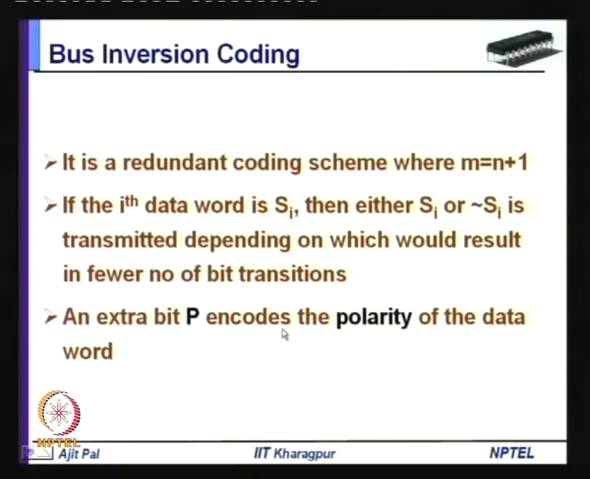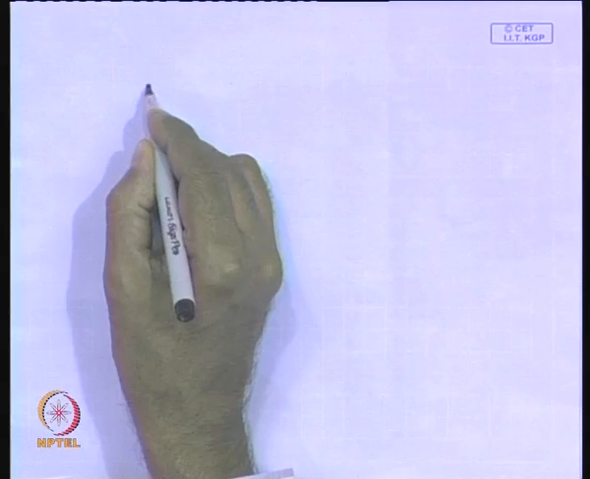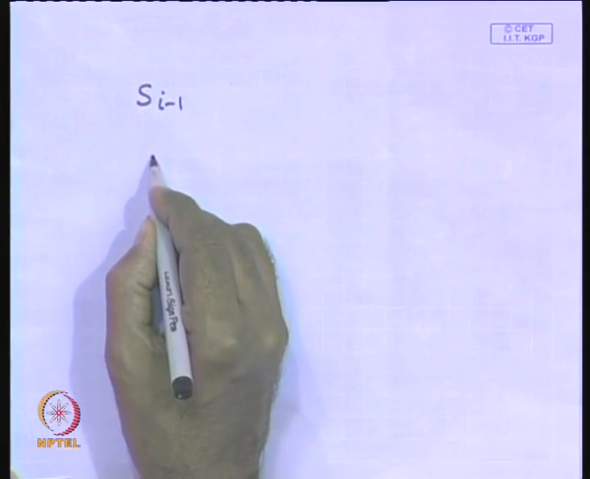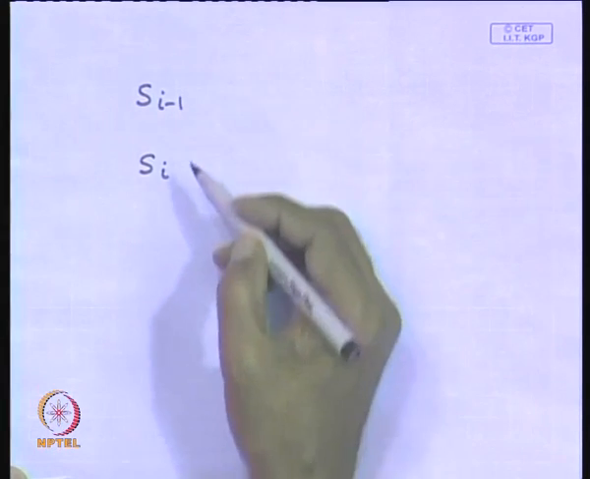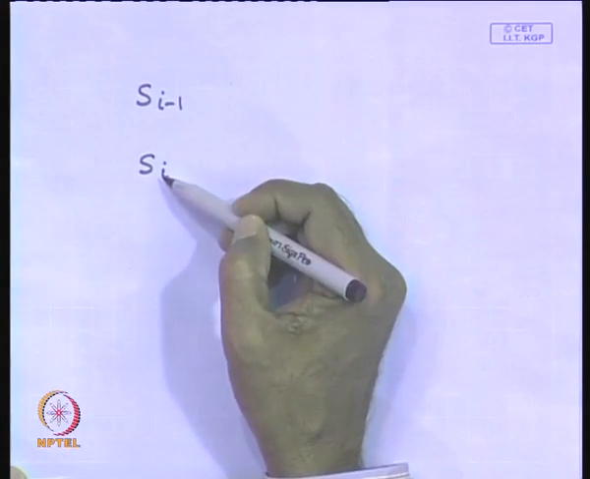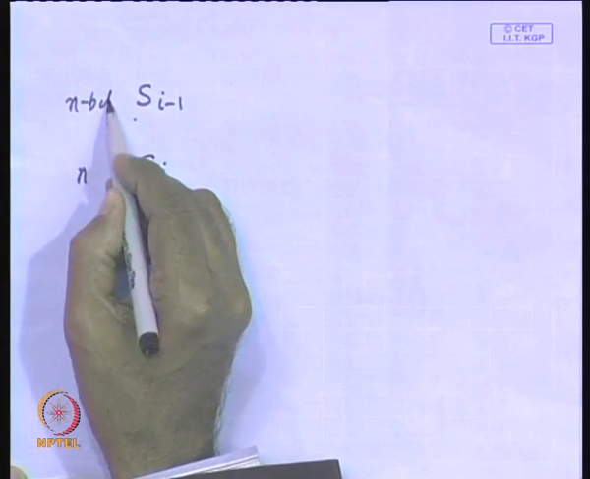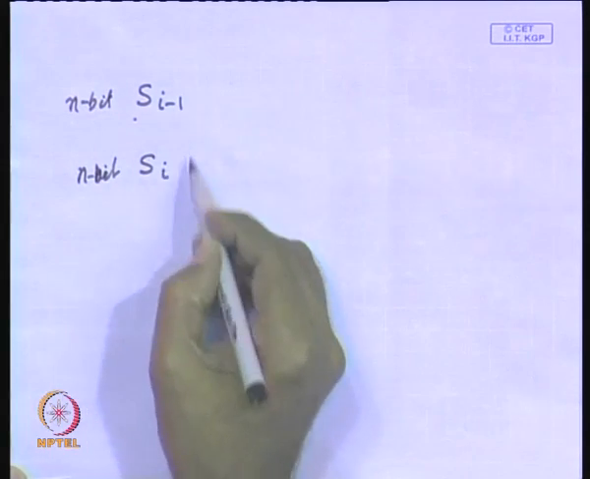Now, let us consider another encoding which is very popular, bus inversion coding. So, in case of bus inversion coding, what is being done, the ith data word, let us assume it is SI, then you send either SI or SI bar, depending on which would result in fewer number of transitions. So, say S I minus 1 was the code that was sent, or the data bits that were sent. Now, you are getting SI. So, what you will do, you will compare the Hamming distance between these two codes. That means, this is the data bits, obviously, it will have n bits, this will also have n bits, and this n bit data is compared with n bit data, and Hamming distance is found out.